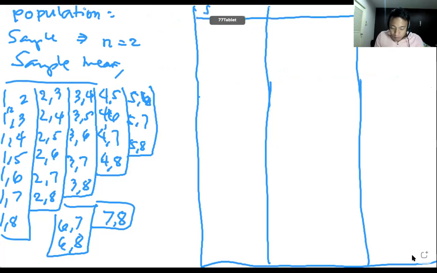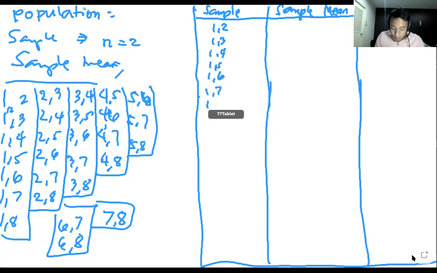So we have the samples, the sample mean, and the probability. Okay. 1, 2, 1, 3, 1, 4, 1, 5, 1, 6, 1, 7, 1, 8.